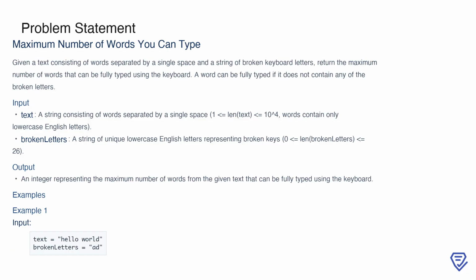For the input, we have two components, the text, which is a string of words, and broken letters, which is a string of unique lowercase letters representing the broken keys. The output will be a single integer indicating the maximum number of words that can be typed. Let's look at some examples to clarify how this works.